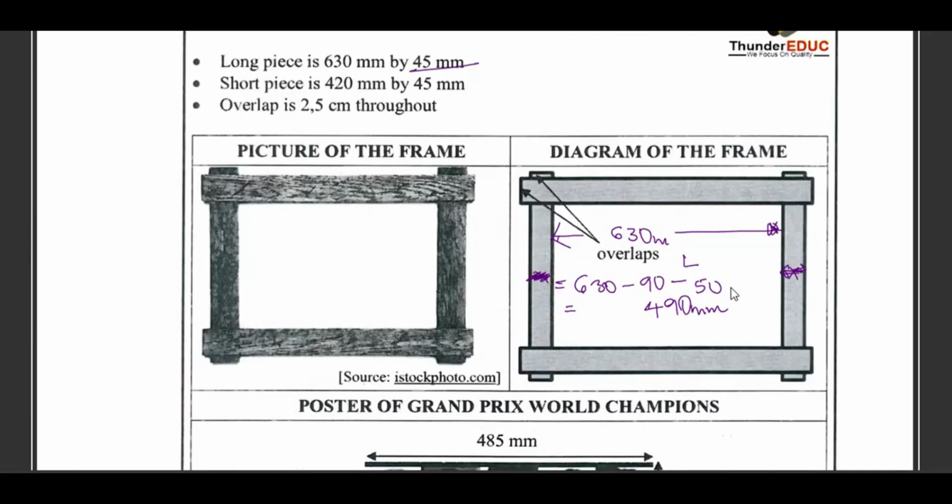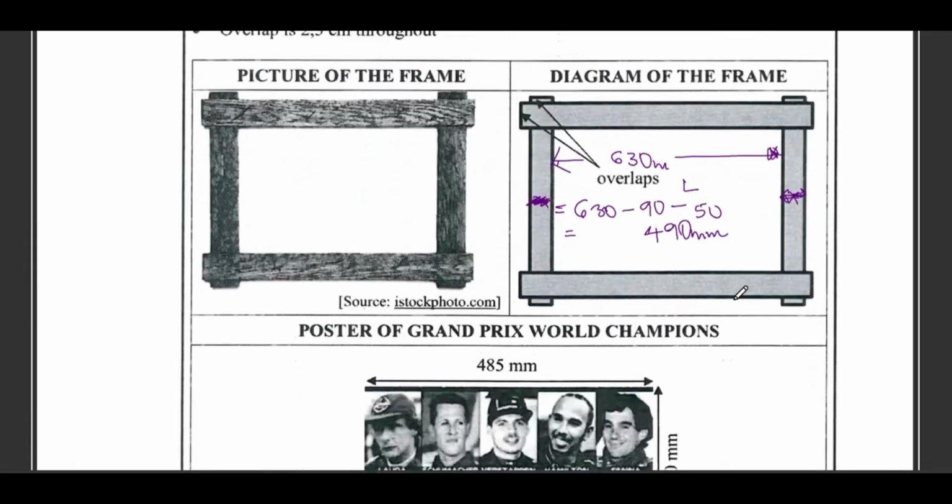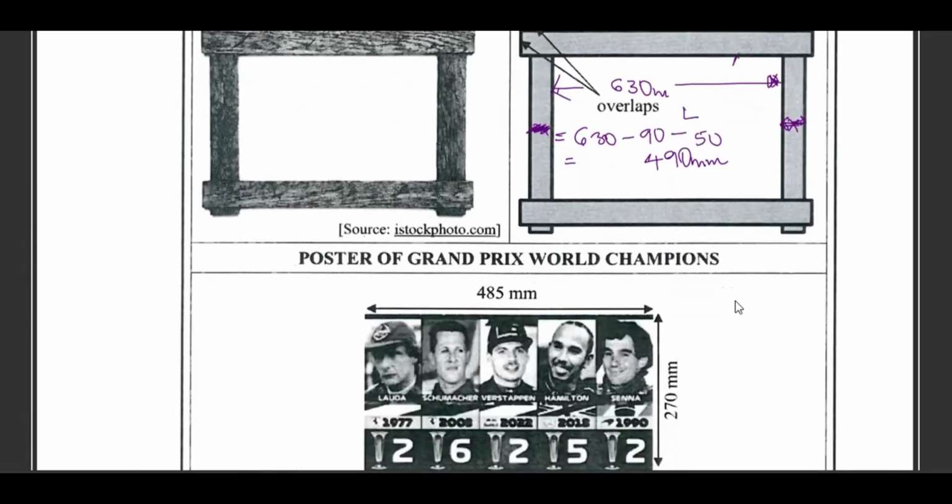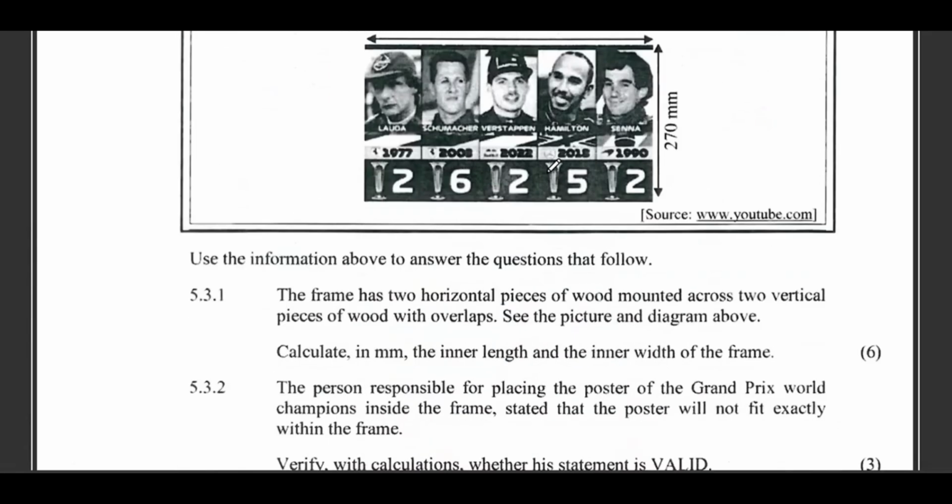Okay, what about the width? What are we going to do? Same story. It's coming up, coming down. Here the width will be 420 minus 90 minus 50. The answer became 280.